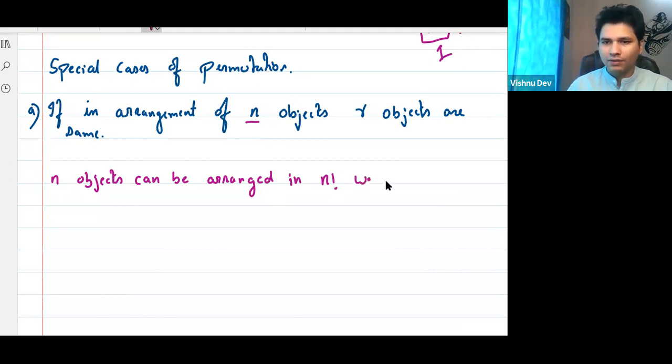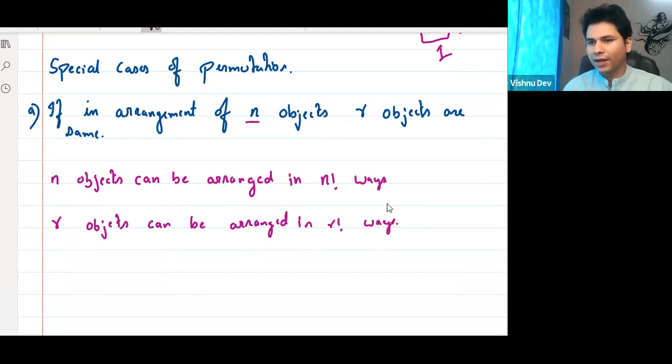Very good. And r objects can be arranged in how many ways? Sir, r factorial. Good, very good. Arranged in r factorial ways. So this r and n are just numbers, right? Now, in this case, what is there? Sir, I'm having n objects, out of it, r objects are same. Right? Okay.